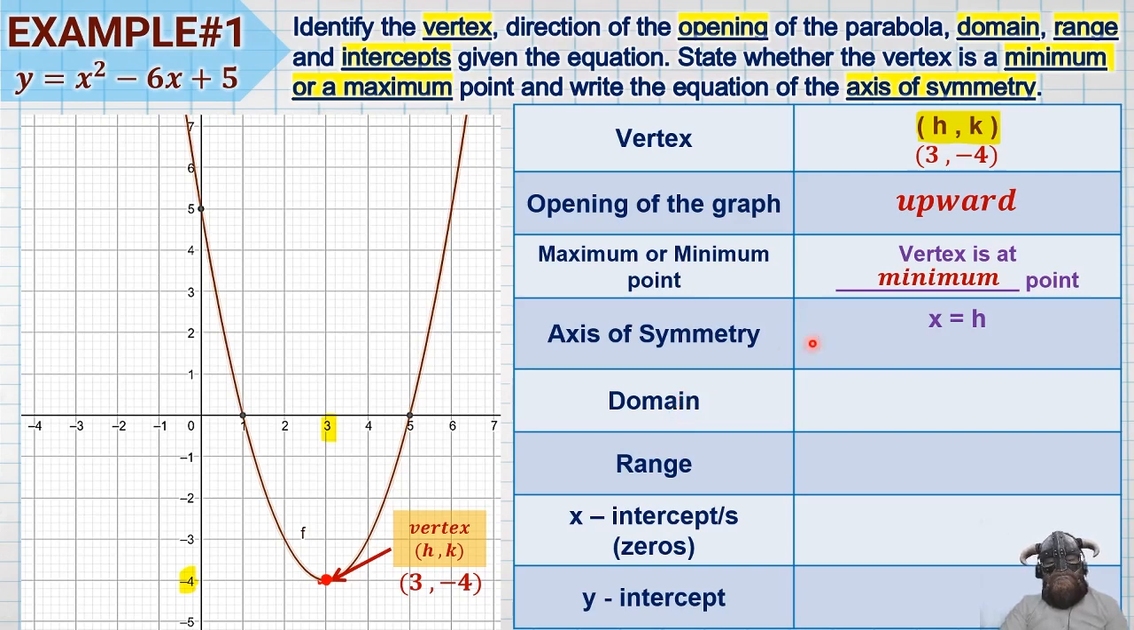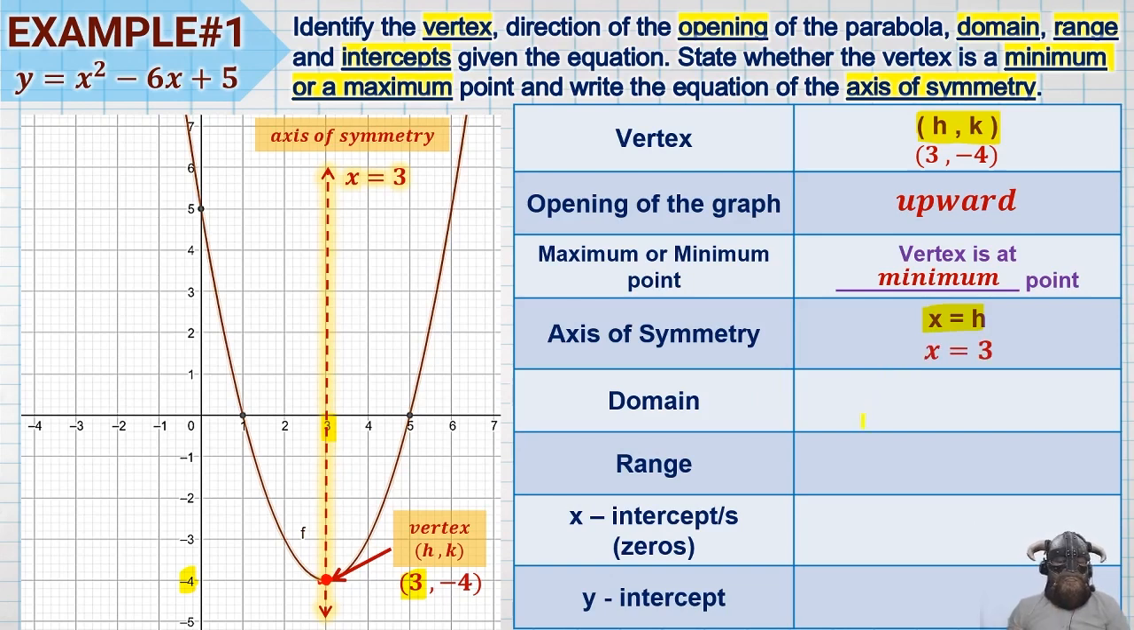Then, how do we identify the axis of symmetry? That will be x is equal to h. Yan lang yung palagi. Wherein h is just the value of your x on the vertex. So, in this graph, locate ko lang siya. Yan yun. Yung umahati sa parabola natin into two equal parts. That is the axis of symmetry. Now, since our h value is positive 3, therefore, our axis of symmetry is just x is equal to positive 3. Ganun lang. So, lagay natin siya dito sa ating table.